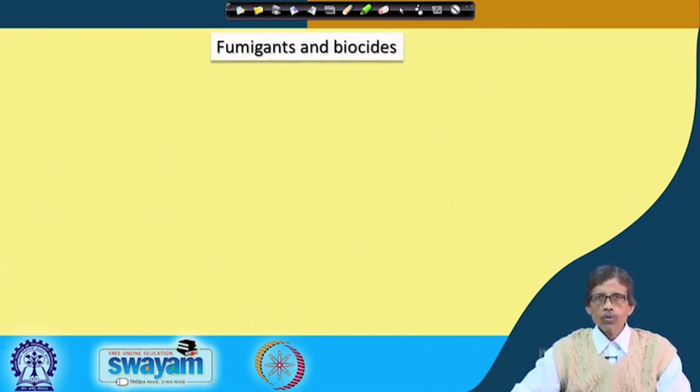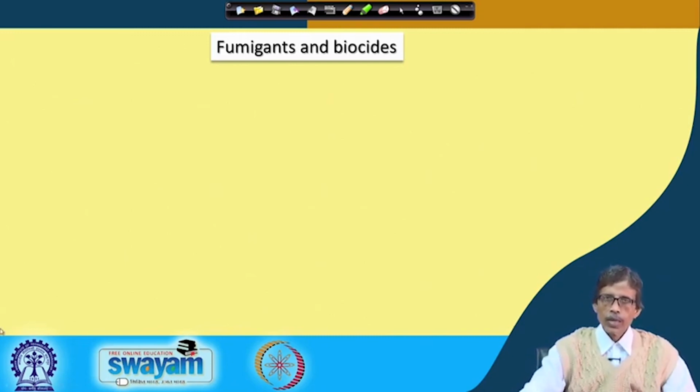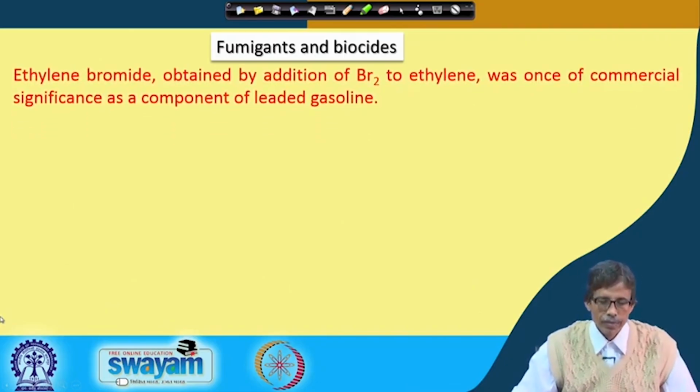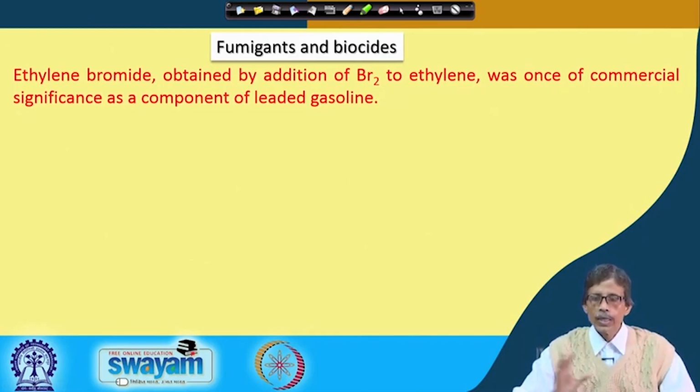Then they are also useful in another area, known as fumigants or biocides. Biocides, we know, destroy the biologically available dangerous things, that means the herbs which we do not require. For that purpose we have to make, through bromine, ethylene bromide, and that ethylene bromide is obtained by the simple addition of bromine to your ethylene molecule.